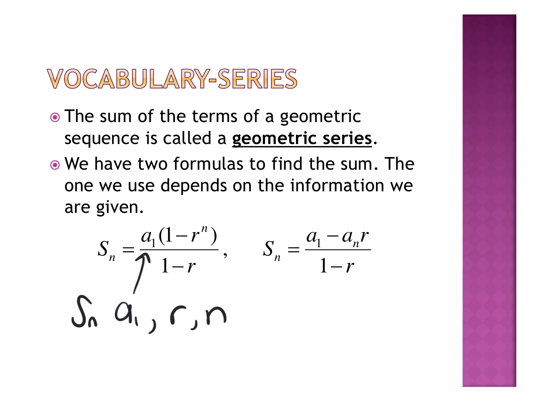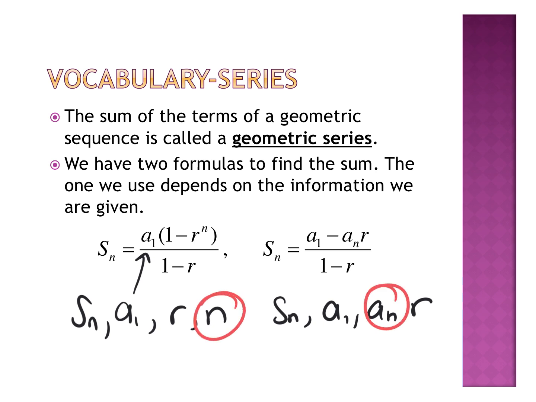Okay, to find Sn, sometimes if we have Sn, we can solve for something else, right? The second equation is Sn equals a1 minus an times r over 1 minus r. So if we know the last term instead of how many terms, we want to use this one. So this equation has Sn, a1, an, and r. So really the big difference is, do I know n or do I know the last term?